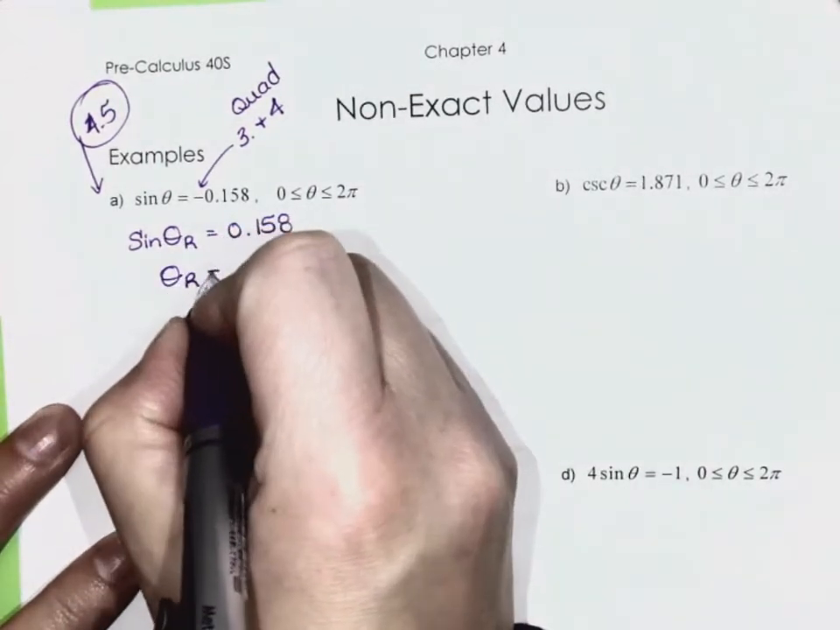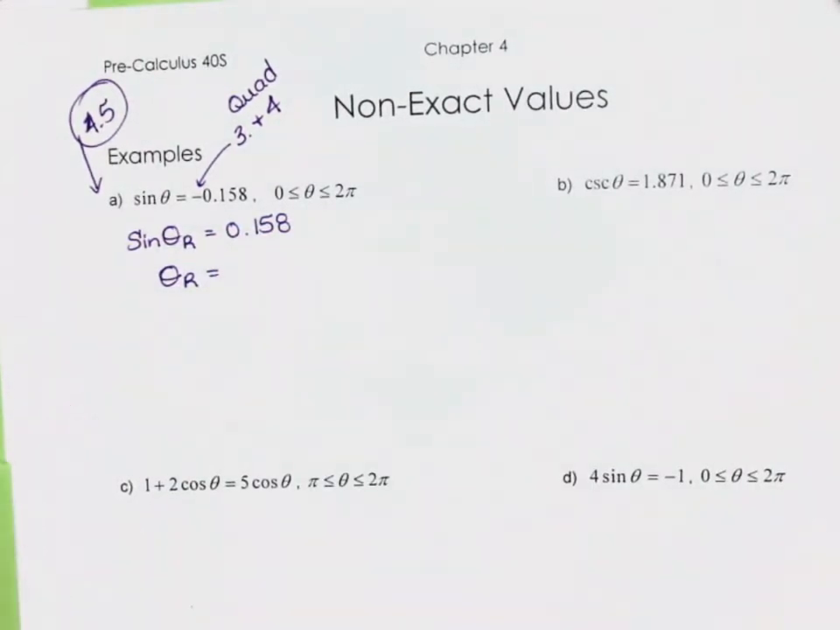Reference angles are never negative. Because if it's negative in your calculator, it's going to give you an obtuse angle. So I can't put it negative? If you put this in your calculator, it will give you the answer for quadrant 3 only. It won't give you the answer for quadrant 4, and you won't be able to math it out.